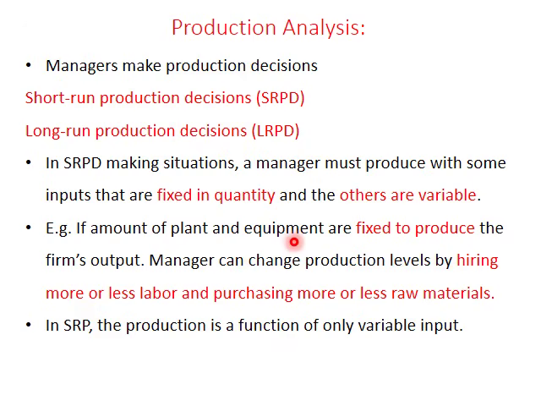For example, if the amount of plant and equipment are fixed to produce the firm's output, managers can change production levels by hiring or by increasing labor and raw materials. Once the plant and the equipment are fixed, the manager can increase the production by changing the variable input. In short-term production, the production is a function of only the variable input because the fixed input remains constant. That's why the production is a function of only the variable input.